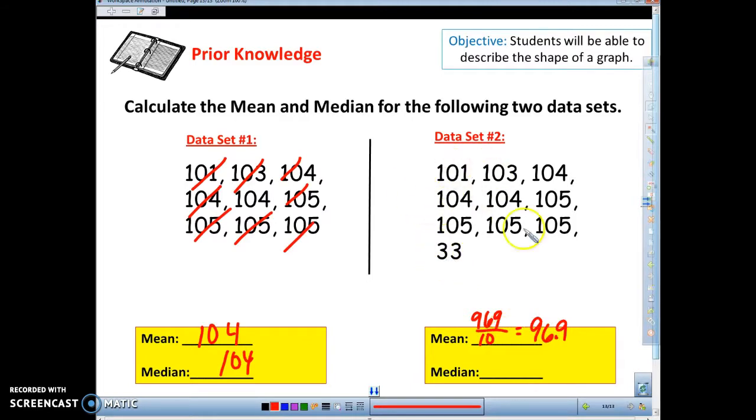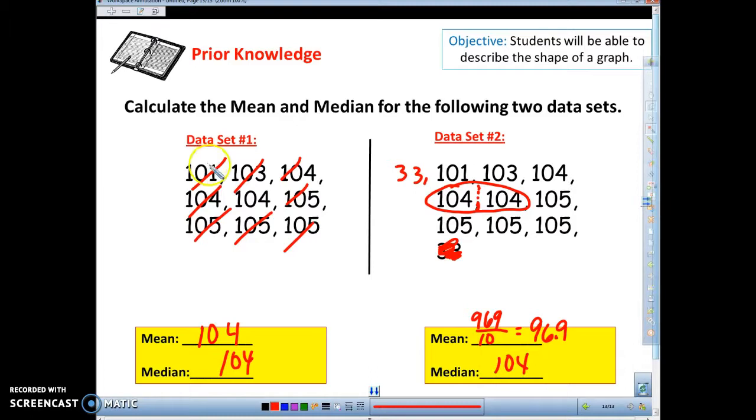And now if I want to calculate the median, this 33 goes up here, and I'm going to cross that out. Now I have 1, 2, 3, 4, 5, 6, 7, 8, 9, 10 numbers. So for my middle two numbers, I'm going to split the data set. It'll have 5 and 5. There's 4, so 5, and then here's the 6. These are my two middle numbers, and my median should be smack dab in between. So what's the average of those two? That is 104. So hopefully you got those.